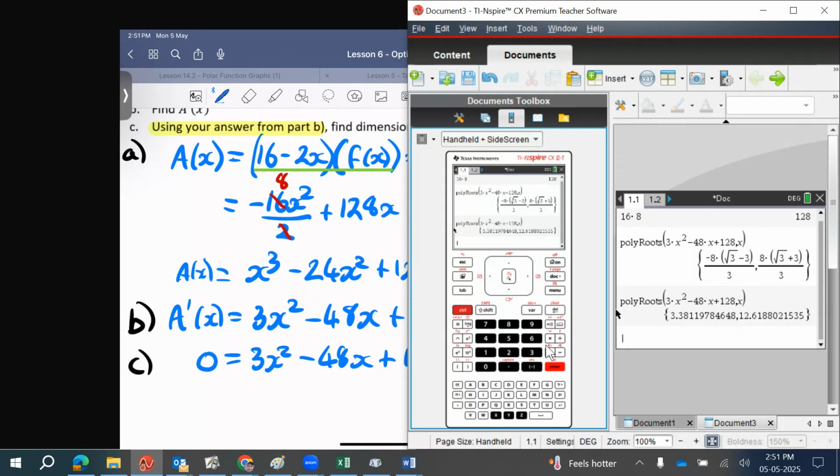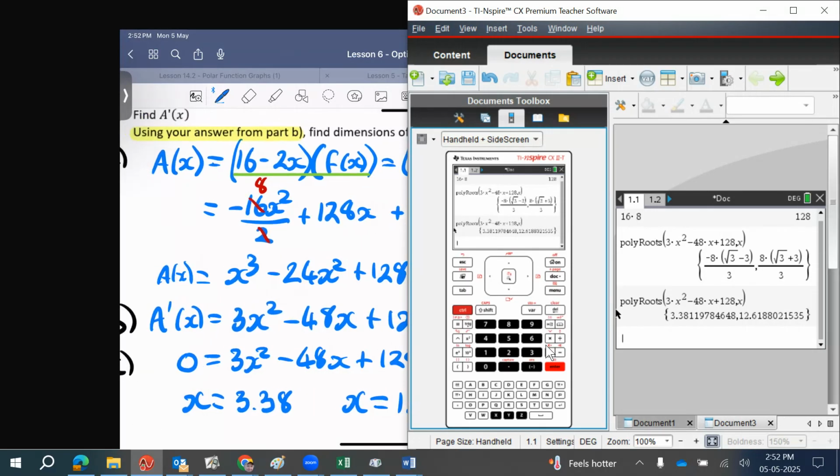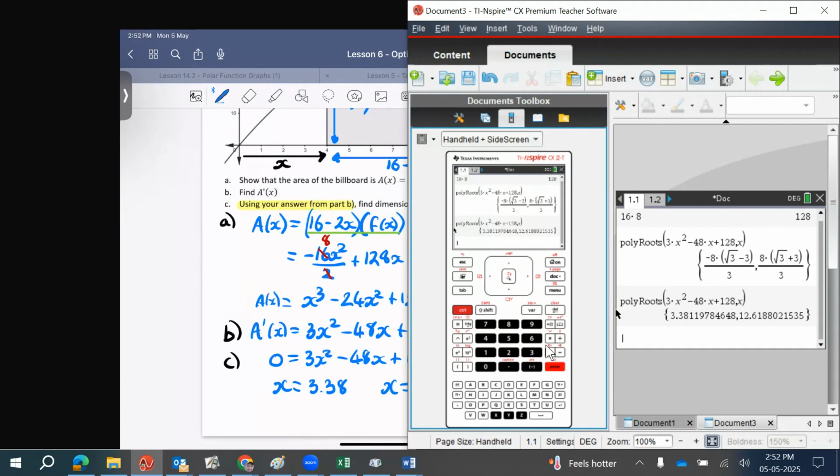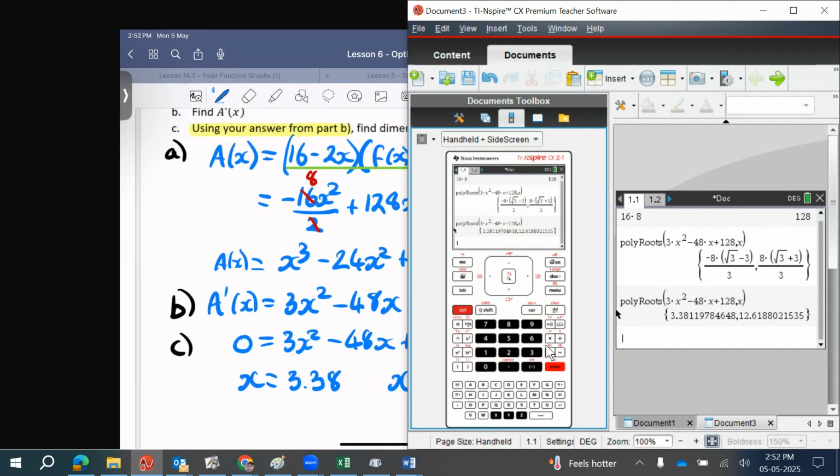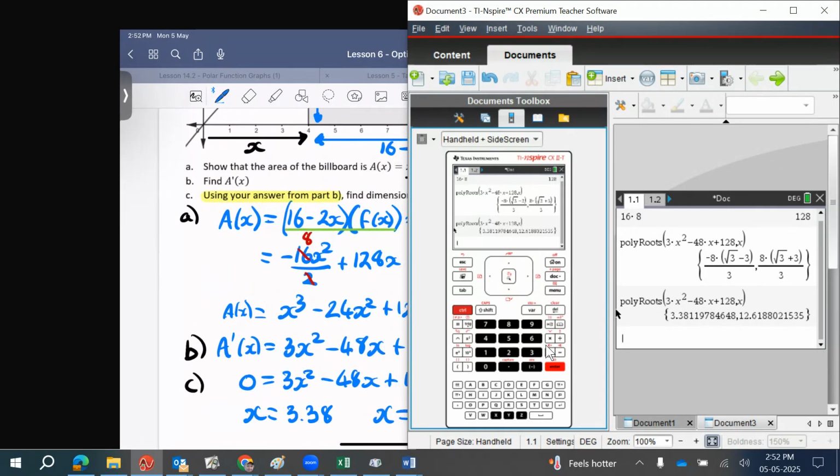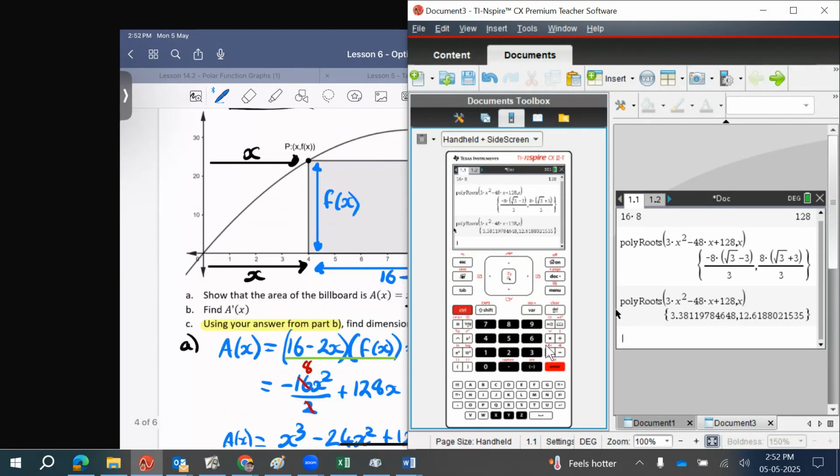So we have x is equal to 3.38, or x is equal to 12.6. One of these will be a maximum, a local maximum. The other will be a local minimum. We can often get rid of one of them quite easily using a variety of different techniques. So I'm just going to show one other thing that we can look at on this one.